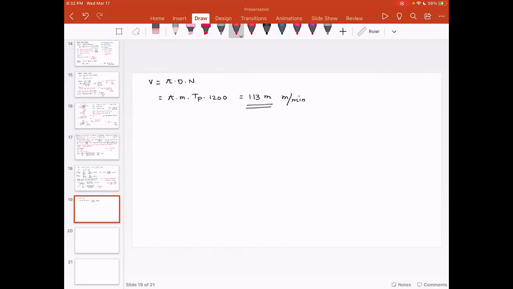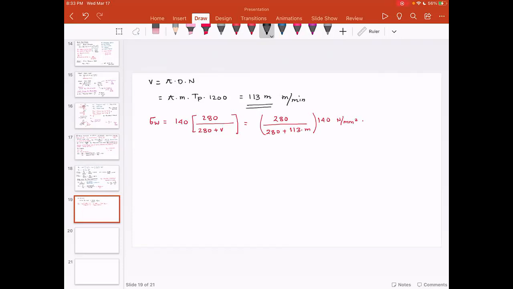So this is the pitch line velocity. With this pitch line velocity, I should be able to find out the value of working stress, which is 140 times 280 divided by 280 plus V. And once I do that, I have an equation: 280 divided by 280 plus 113 times m, multiplied by 140 Newton per millimeter square.